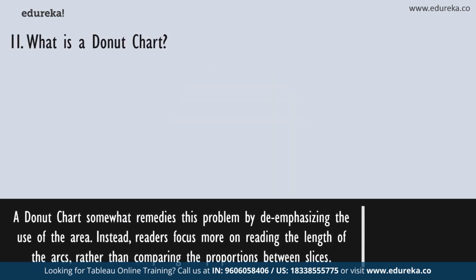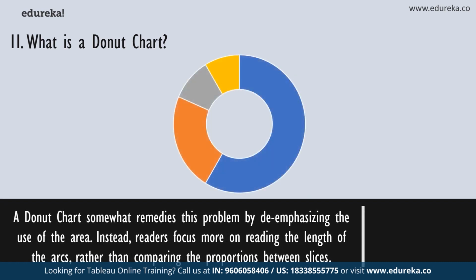Behold the donut chart. Now, a donut chart somehow remedies this problem, and again it de-emphasizes the use of that area. A donut chart is essentially a pie chart that you saw previously, except for it has a hole in the center, or the central area has been cut out. A donut chart basically invites the readers to focus on reading the length of the arcs rather than comparing the portion sizes between the slices. Also, this chart is more space efficient than a pie chart because you can pretty much use the central hole to fill in with data or information if you like.